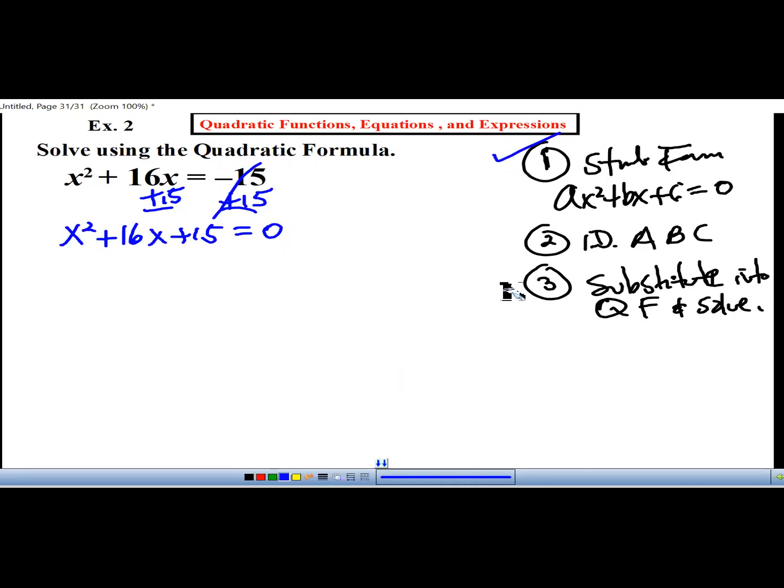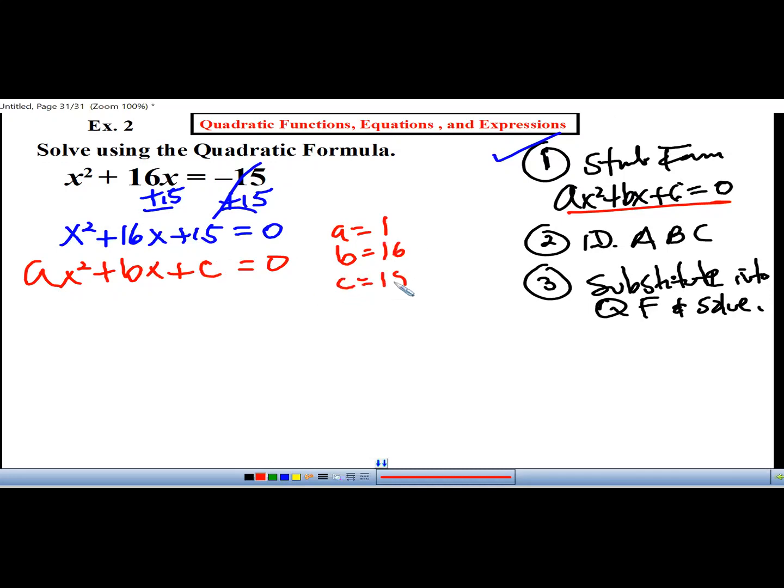Step 2, identify A, B, and C. So I'm going to write my standard form underneath this one, so I can match it to the A, B, and C. I have ax squared plus bx plus c equal to 0. So now can we match? Yes. What is A? A is an invisible 1. What is B? B is 16. What is C? C is 15.